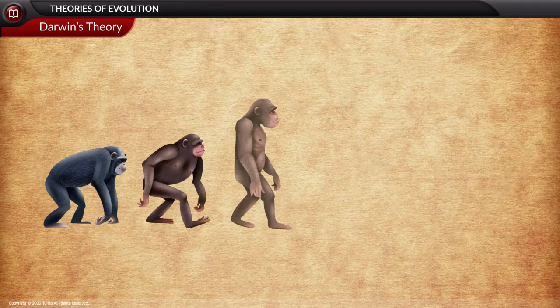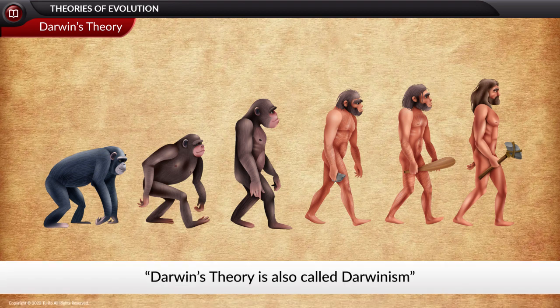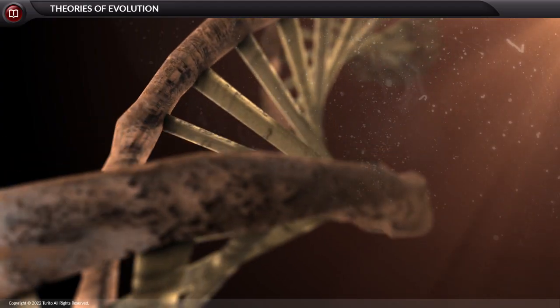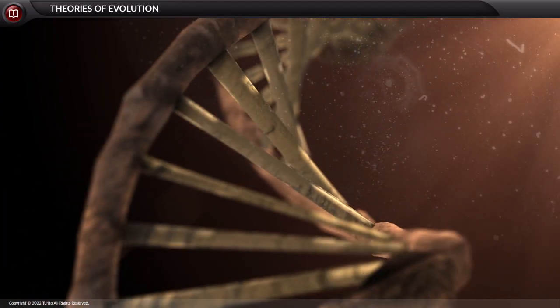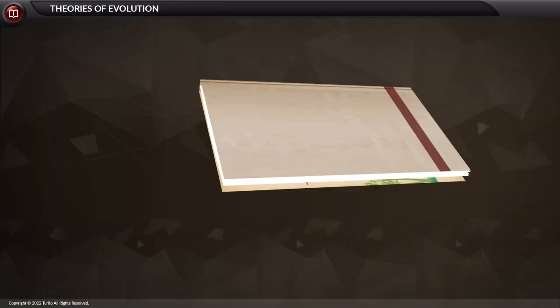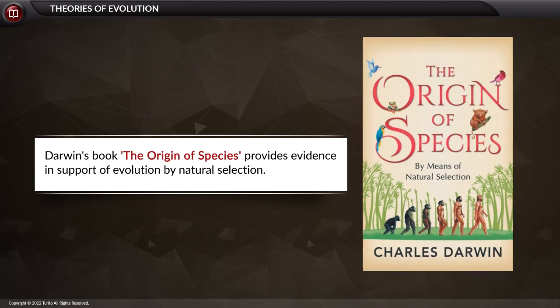The next theory we shall talk about is Darwin's theory, also called Darwinism. Charles Darwin came up with the idea of the origin of species by natural selection. His theory of evolution tells how life evolved from simple to more complex forms. Darwin's book, The Origin of Species, provides evidence in support of evolution by natural selection.